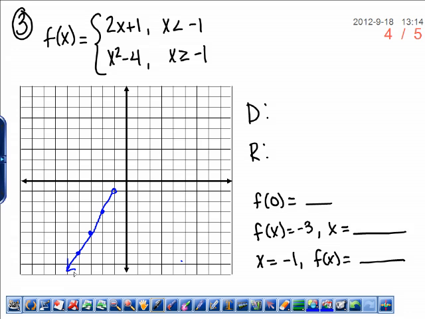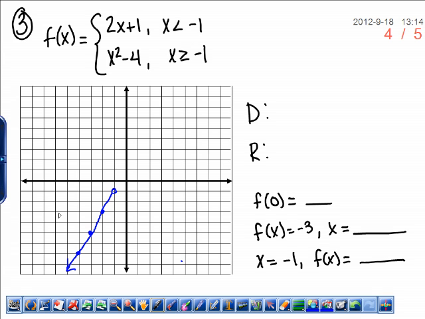Make sure you put an arrow to represent that it goes on forever as long as the x values are less than negative 1. Reese? This value right here, these are called our critical values. Wherever your domain splits are our critical values. Okay, everyone okay with this piece?